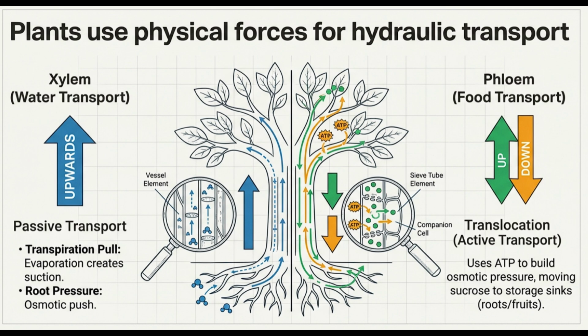On the other hand, phloem vessels transport sugars from the leaves to other parts of the plant, like the roots and fruits. This process is active, requiring energy, ATP, to move the food.